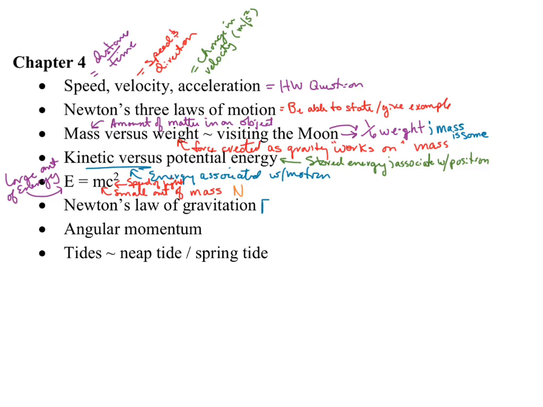Newton's law of gravitation looks like this, where force of gravity is equal to big G, m1, m2 divided by, that's an r down there, not a v, r squared. So you guys know that the m's are masses and the r is the distance between the objects.